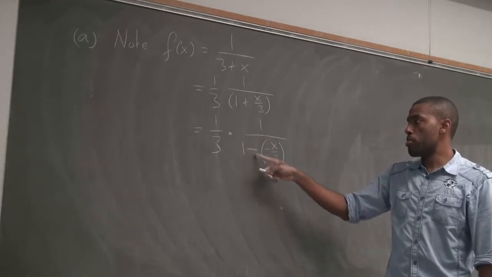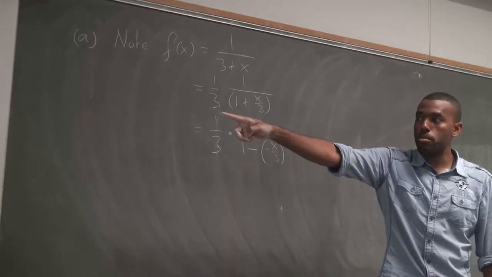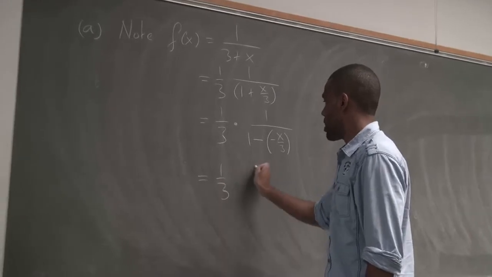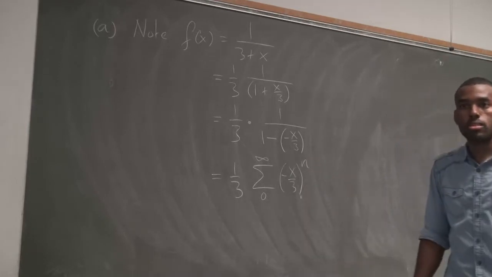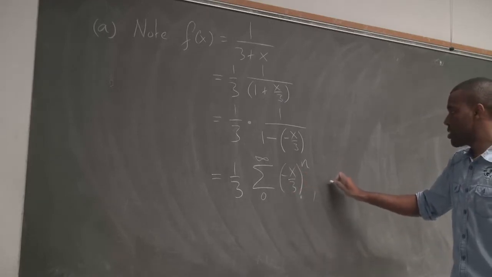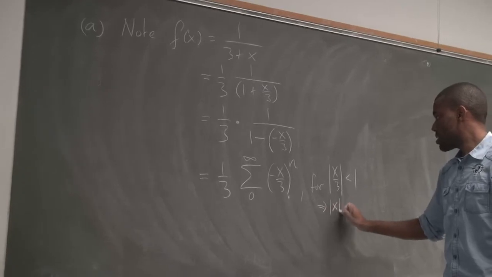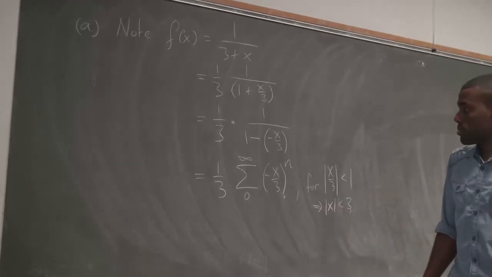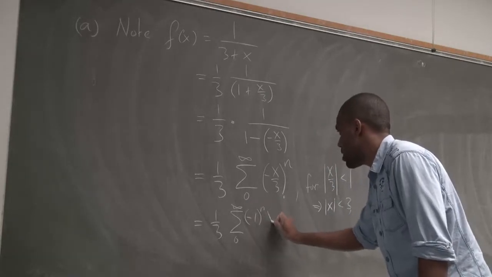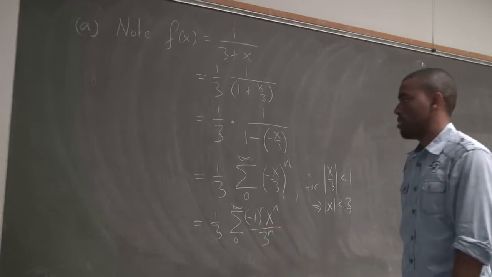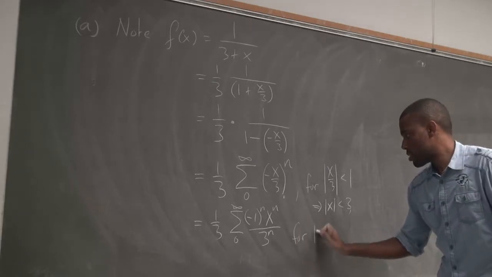Now notice that this just looks like 1 over 1 minus x, where my x now is minus x over 3. So I can just follow the pattern with this guy and throw him in the series. This is equal to a third times the series from 0 to infinity of minus x over 3 to the n. And this works where? Where this guy is less than 1 in absolute value. It will work when x is less than 3, strictly. So this is 1 third times the series from 0 to infinity of minus 1 to the n x to the n over 3 to the n, for absolute value of x less than 3.